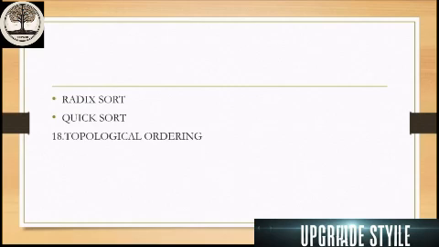Topological ordering. This is used for ordering tasks or events based on the dependencies. It's like scheduling tasks where some tasks must be completed before others can start. For example, in a project with multiple stages, you need to complete stage 1 before moving to stage 2.